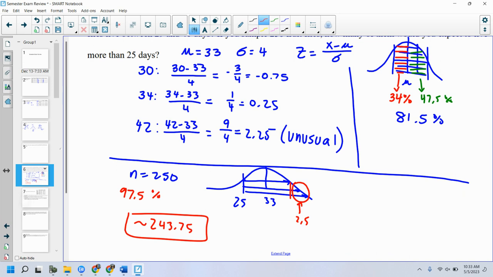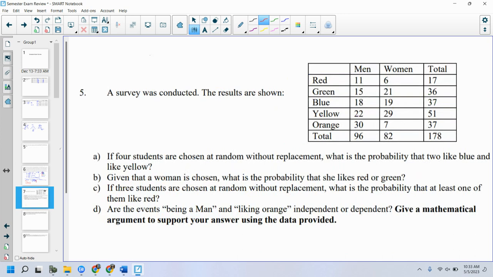Number 5. A survey was conducted. The results are shown. If 4 students are chosen at random, without replacement, what's the probability that 2 like blue and 2 like yellow? Actually, yeah, that's true. If 4 students are chosen at random, I would assume that I am asking 2 like blue and then 2 like yellow, right? Yeah. The wording is a little weird.